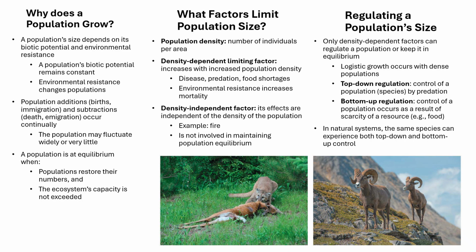So now that we understand how to describe population, we're going to start asking other questions. Why does a population grow? What limits the growth of a population? And what regulates the population growth? So why does a population grow? A population grows if there is a good biotic potential, so the ability to reproduce, and the environmental resistance is limited. That means there's not too many biotic and abiotic factors that are going to limit or control how that population grows.